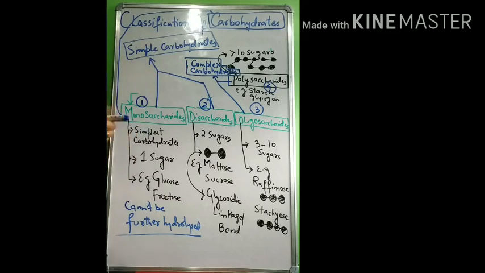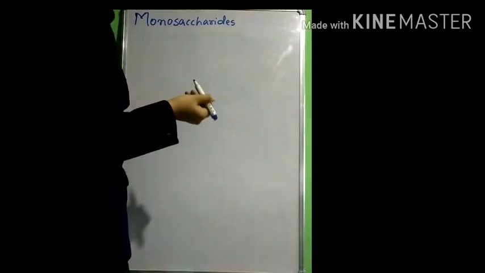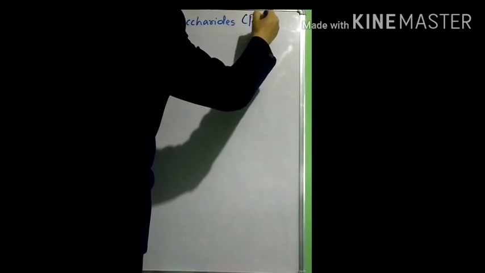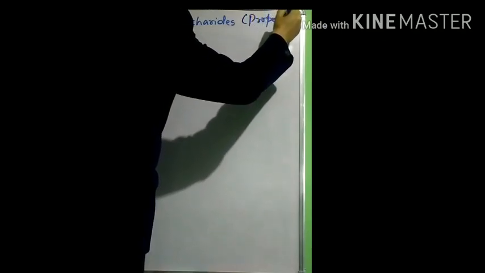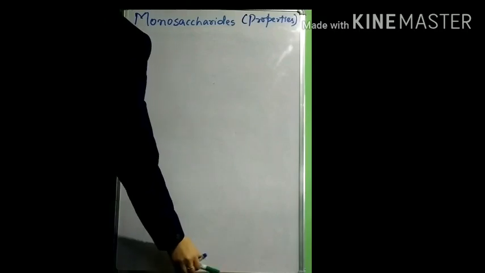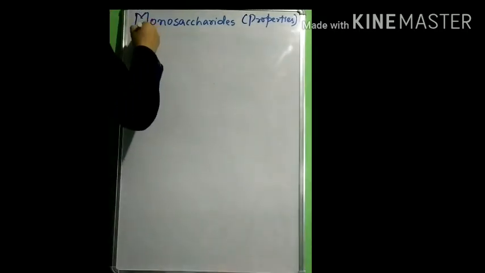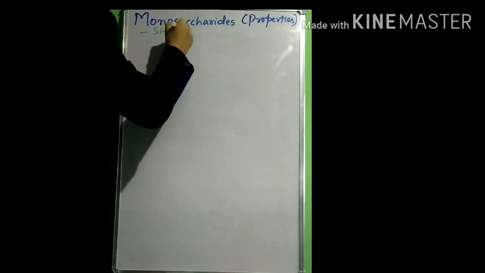Let us now discuss monosaccharides in detail. Let's discuss the structure of monosaccharides in detail. We will not only discuss their structure, we will be discussing all the properties of monosaccharides. So till now you know that monosaccharides are what? They are the simplest sugars. So they are simplest carbohydrates.